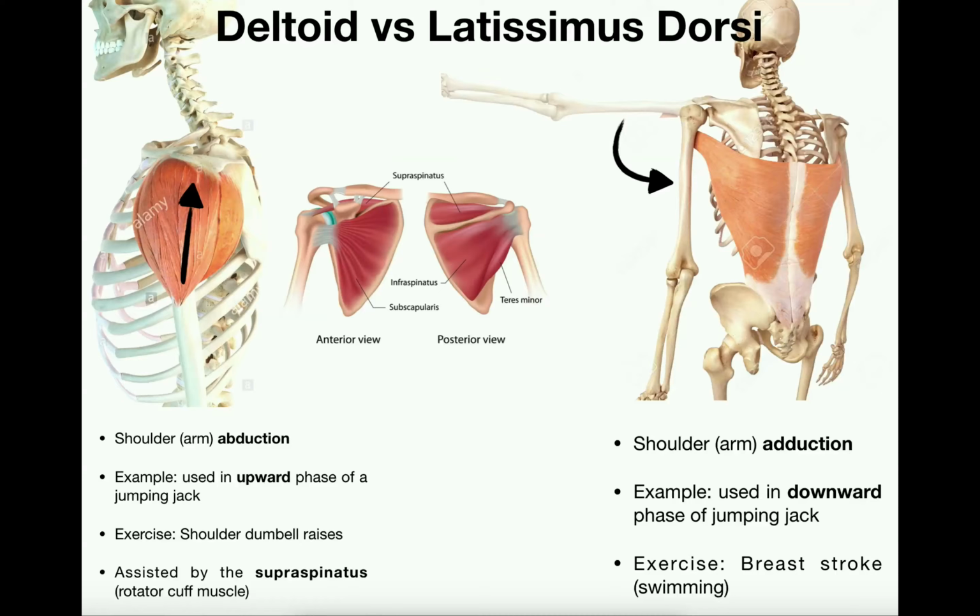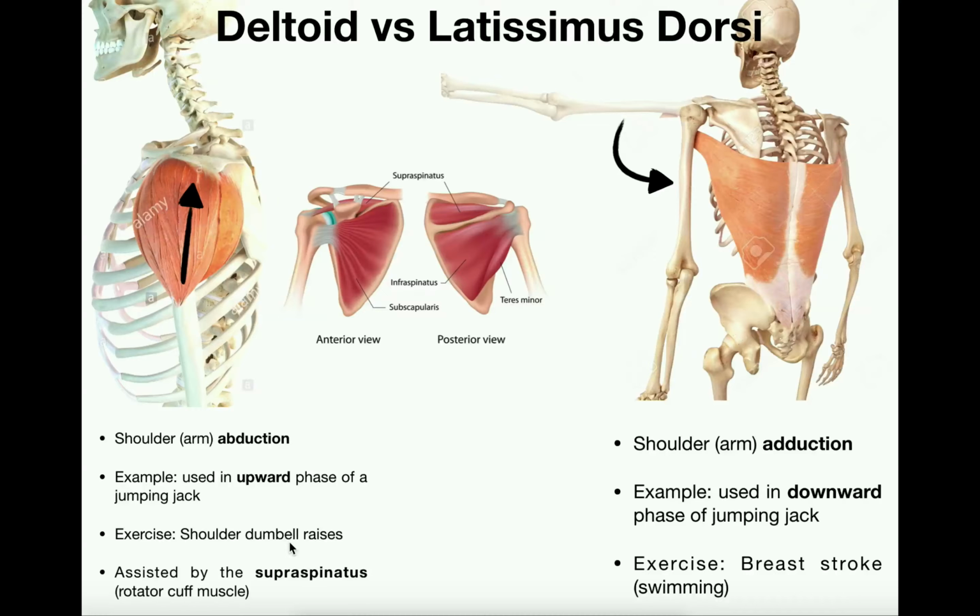Abduction is going to be moving the arms away from the body in the frontal plane. In fact, both of these movements are going to occur in the frontal plane. So for shoulder abduction, the example here would be when you raise your arms up, such as in the upward phase of a jumping jack, that's a great example of shoulder abduction. Some exercises or movements where you might also see shoulder abduction would be in lateral dumbbell raises. So if you have a dumbbell in either hand with your arms starting right by your side, if you raise your arms away from your body in the frontal plane, that would be an example of shoulder abduction.